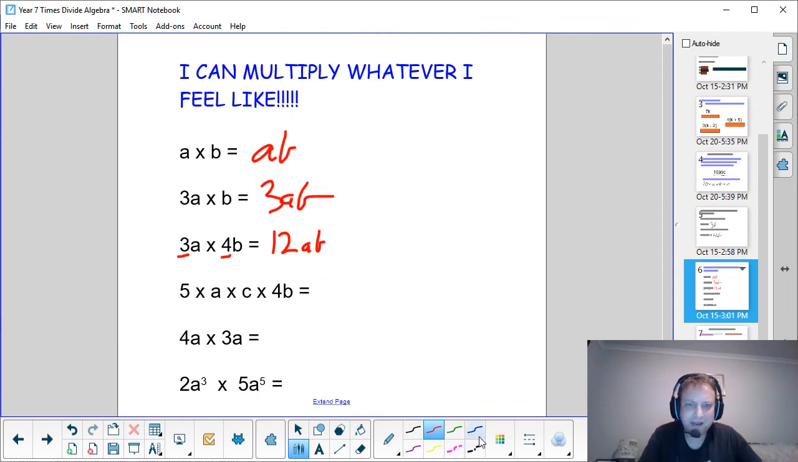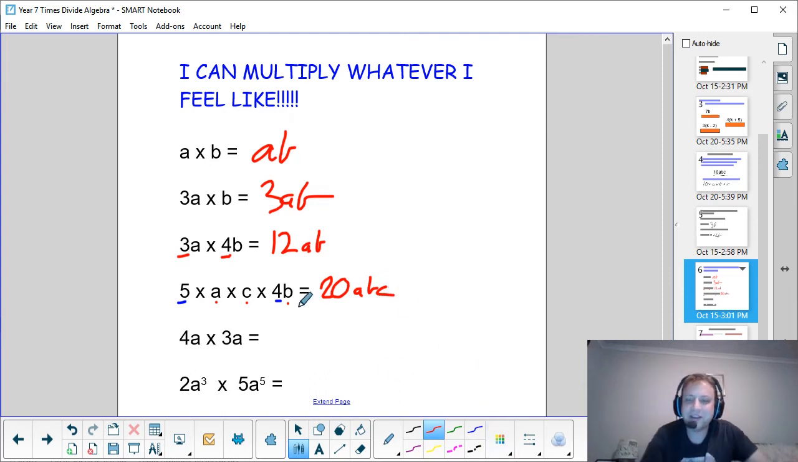Same thing here. Doesn't matter how far apart the numbers are. They multiply together. Everything's being multiplied, so put that 5 and that 4 together. It's 20, because that's timesing. You're actually timesing these numbers. And then alphabetical order is the best order, so I have an A, a B, and a C. So we put them in as such.